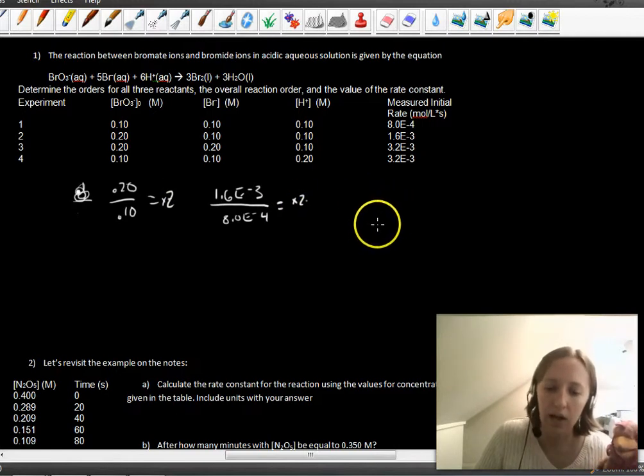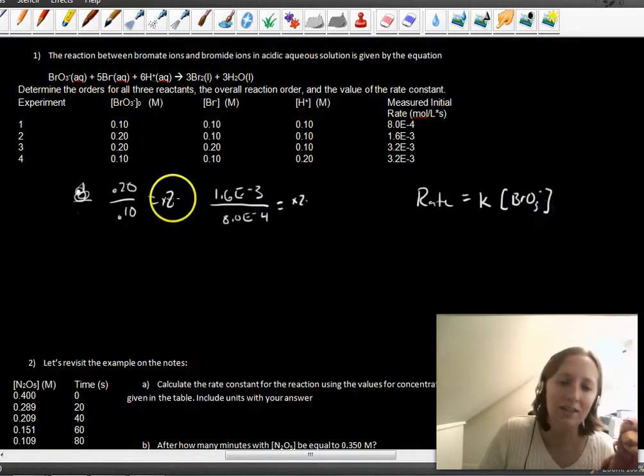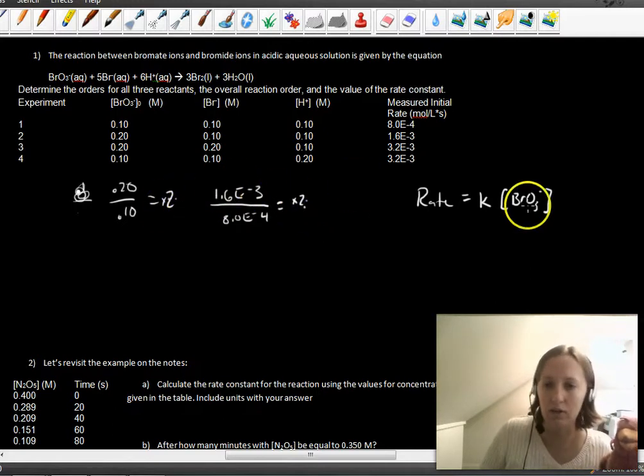So in our rate equation here, rate equals the rate constant times bromate. And the question is, what order is bromate? And since the rate responds linearly to an increase in bromate, it is first order in bromate.